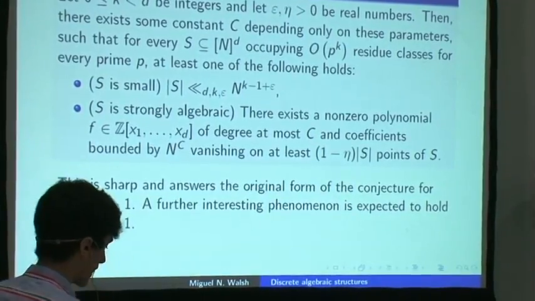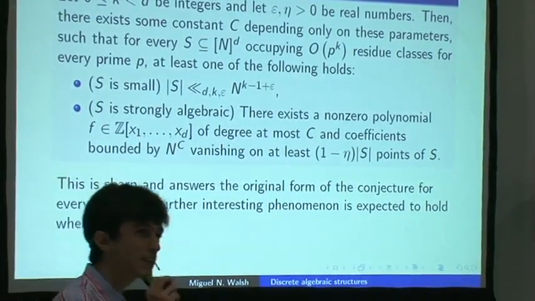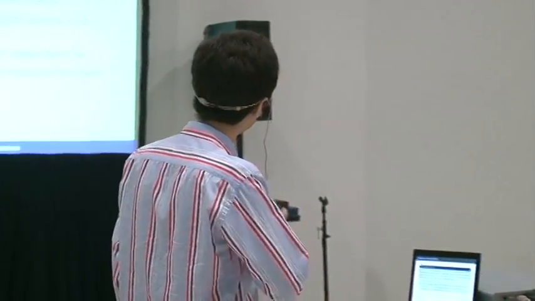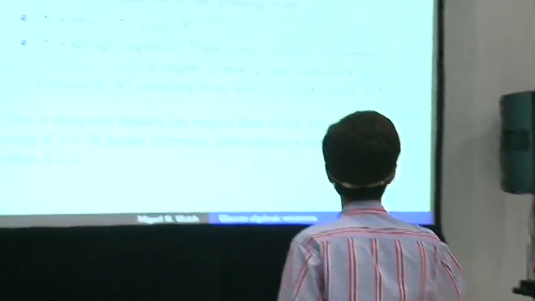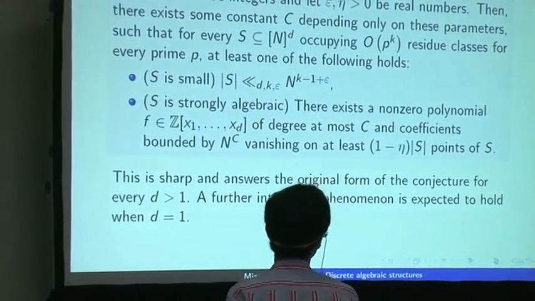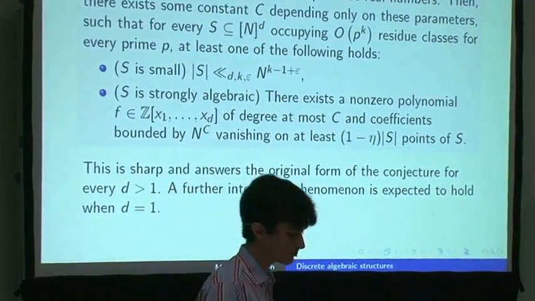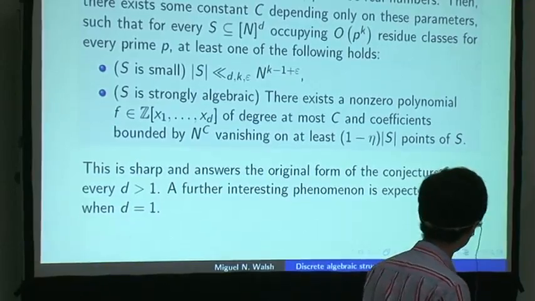And here we have no hypothesis on d, but when d equals 1, there is a further very interesting phenomenon that we don't know anything about. I will not discuss it, but this is not the whole story when d equals 1. But for d greater than 1, this is the result, and in fact it's optimal because there are sets of this size that have very little algebraic structure. So this is the result.